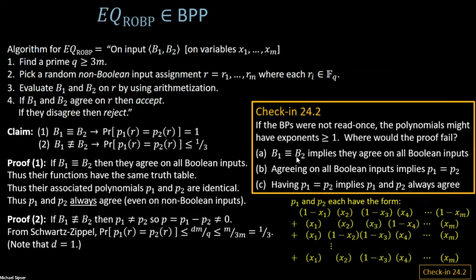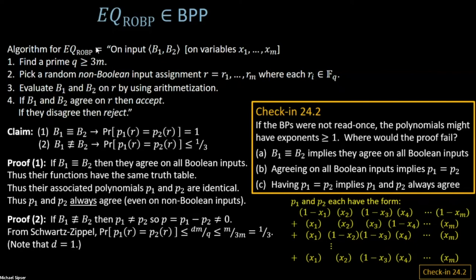Would it fail at the point where B1 equivalent to B2 implies that they agree on all Boolean inputs? So that's the first step here. Or was it that agreeing on all Boolean inputs implies that the polynomials are the same? Or would it be that having the two polynomials being equal implies that they always agree? Those are the 3 steps in the proof of part 1. So let's see, what do you think there?